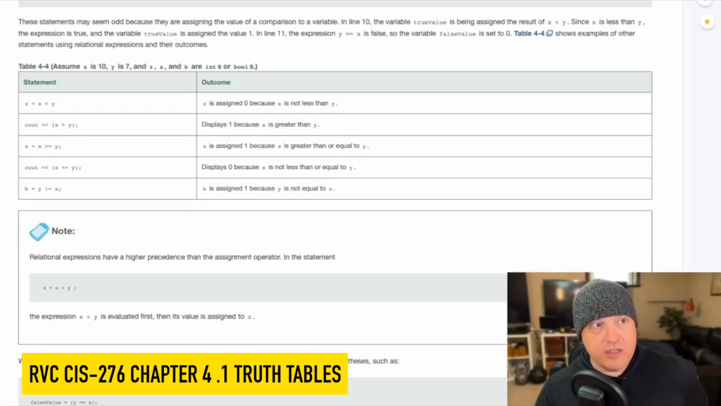It is table 4-4, and it is page 155. And you can see that it's important to note that true and false are also assignable as a value, and that would be 1 for true and 0 for false. So here in table 4-4, and again, this is page 155, we have x equals x less than y.